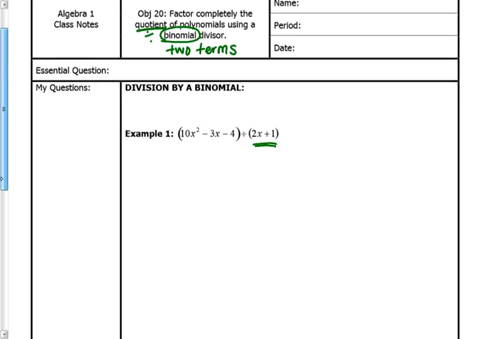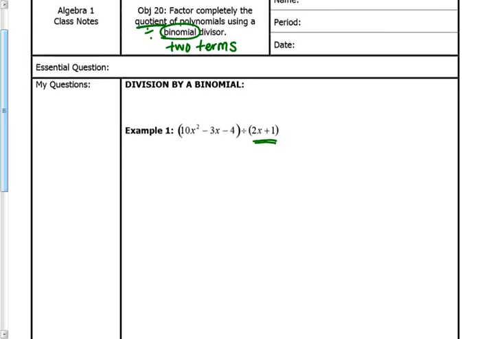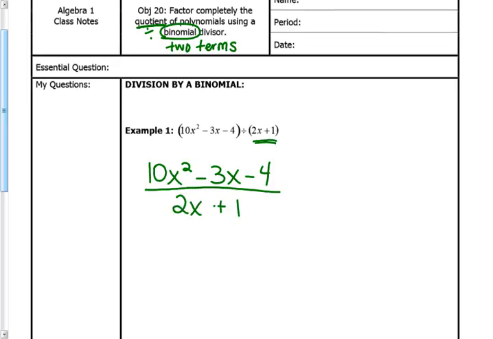Okay, so example 1, division by a binomial. What I like to do is set them up vertically. So I like to use a fraction bar. You don't have to if you don't want to, but I like to see them that way. So I'm going to rewrite this as 10x squared minus 3x minus 4 divided by 2x plus 1. So I do have a binomial in the divisor, so I'm good to go there.